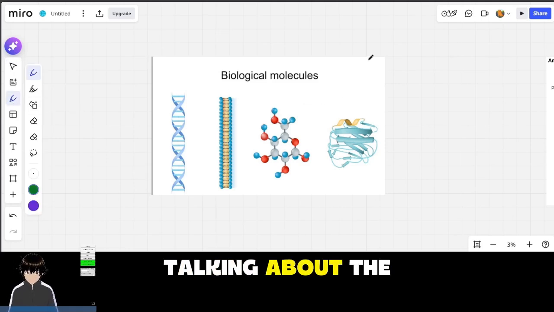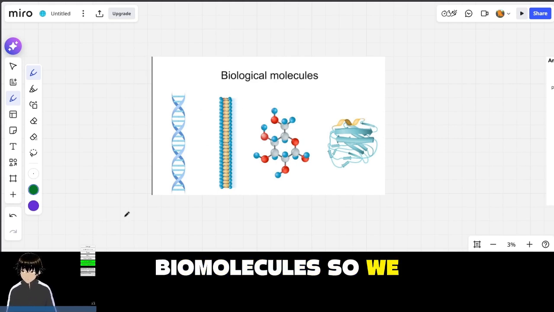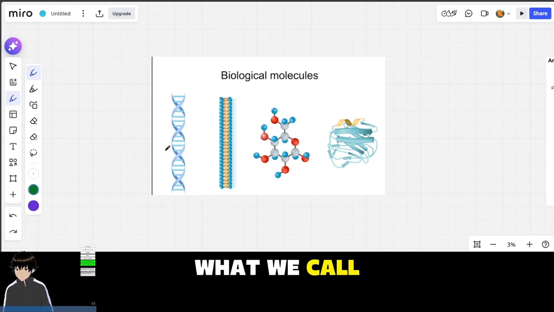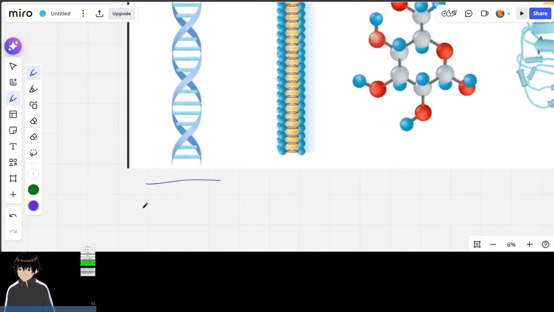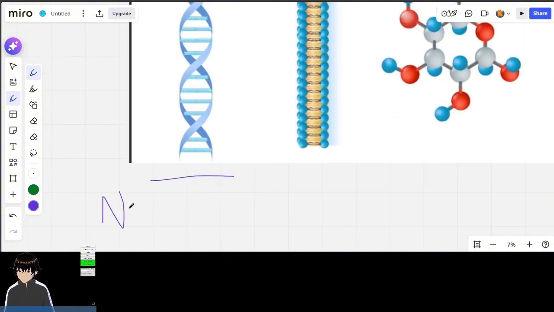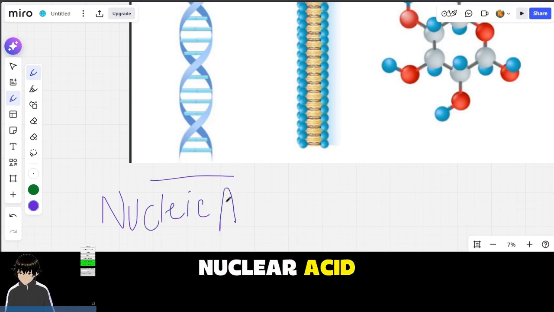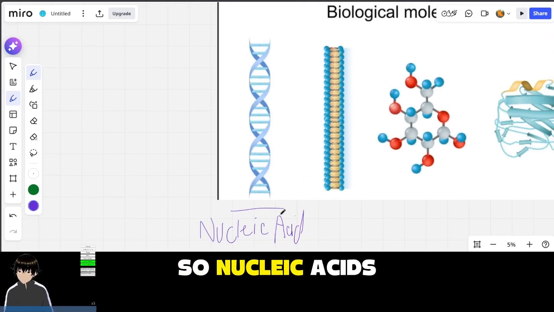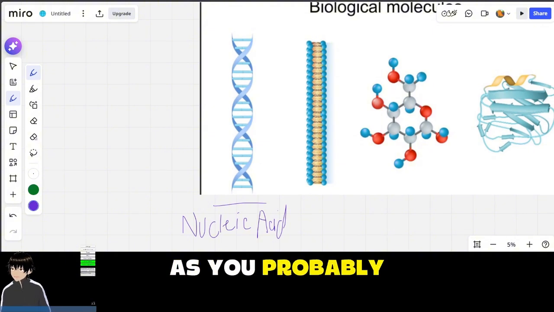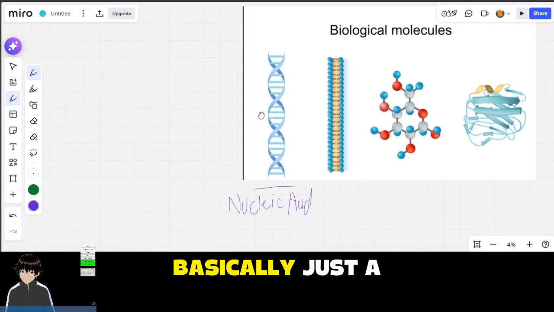And today we're going to be talking about the four biomolecules, the four essential biomolecules. So we first have what we call, okay, this is what we call nucleic acid. So nucleic acids, as you probably already know, it's basically just a polymer.